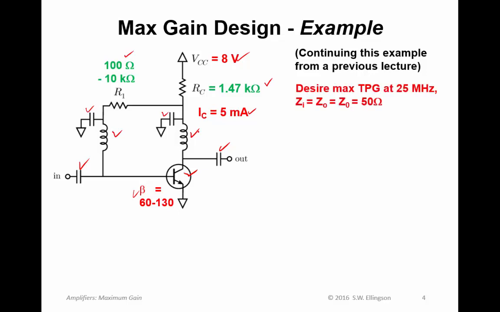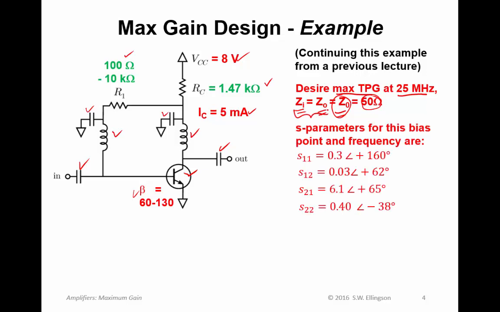Now continuing, we want to do an RF design. And in this RF design, we want maximum TPG. We want to achieve it at 25 megahertz. That's the design frequency. And we wish for the input and output impedances to be 50 ohms. And also the reference impedance is going to be 50 ohms. So the S parameters we are about to give are with respect to a reference impedance, which is 50 ohms. And 50 ohms also happens to be the input and output impedance.